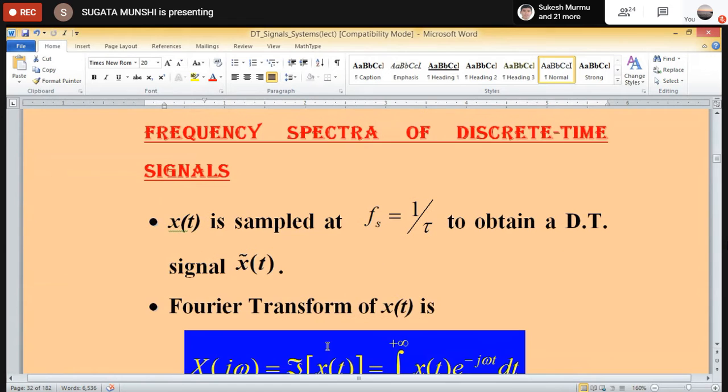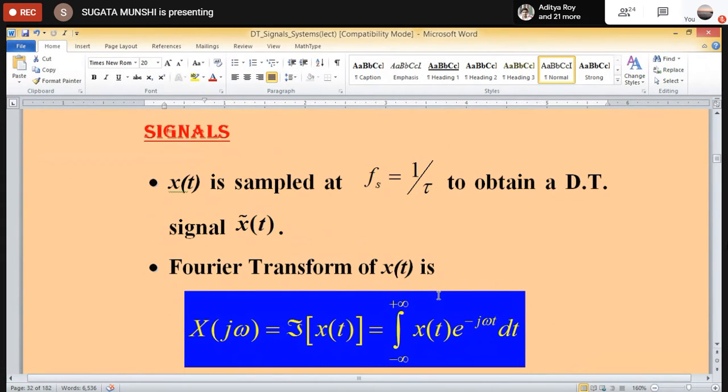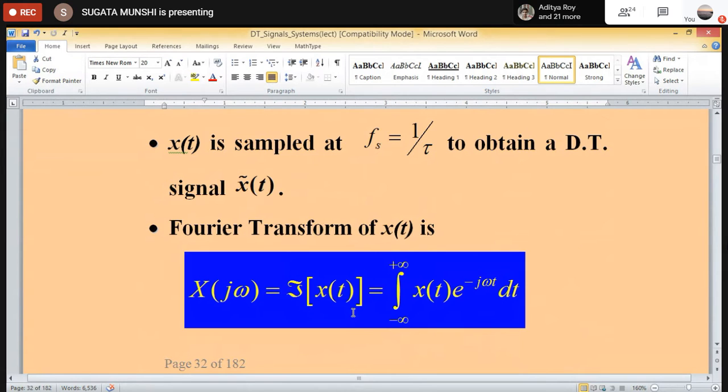Fourier transform of x(t), do you know the expression? You just write it down, I'll proceed. I hope you remember the basic expression for the Fourier transform. This is for the continuous time signal that is sampled. Integration from minus infinity to plus infinity of x(t) e to the power minus j omega t. So this is an integral transform, and e to the power minus j omega t is called the kernel of the integral. That is the Fourier transform of x(t), and we represent it by capital X(j omega).